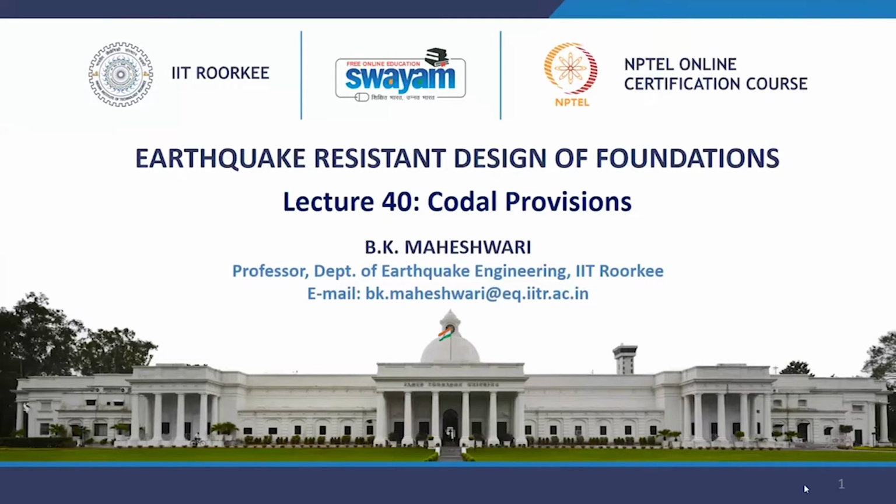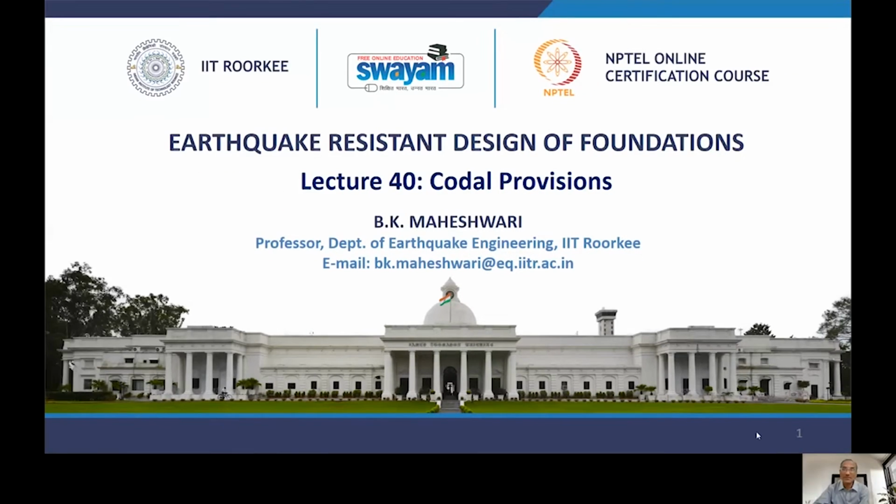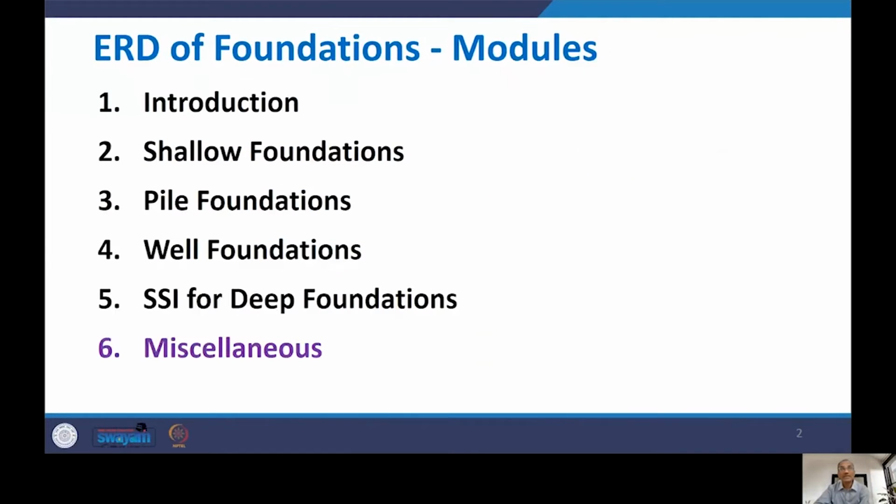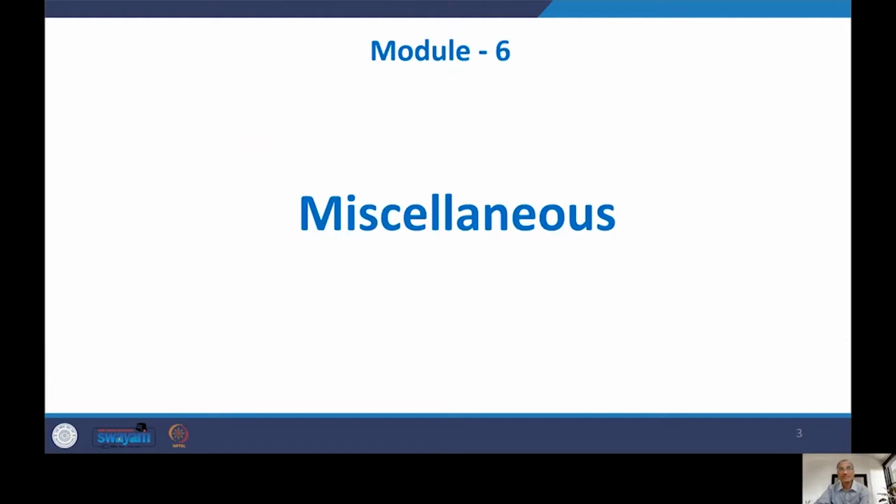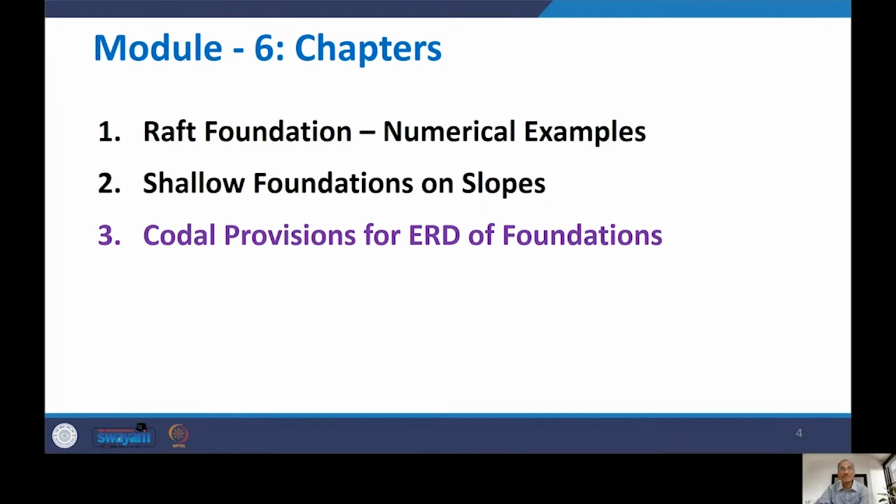Under this module, today we are going to talk about a very important topic, that is codal provisions for earthquake resistant design of foundations. This 6th module is on miscellaneous items, and under it we have 4 chapters. The first chapter was on raft foundation numerical examples. Then in the last 2 lectures we discussed shallow foundation on slopes, and today we are going to talk about codal provisions for ERDF foundations.